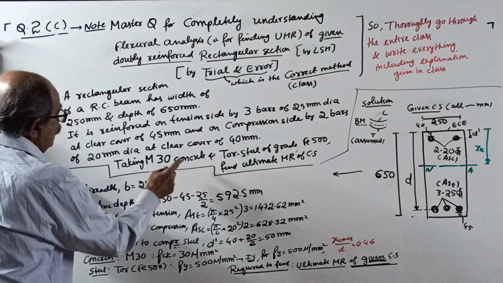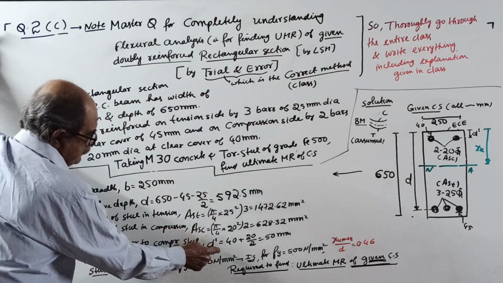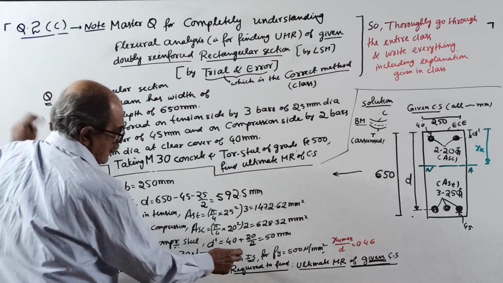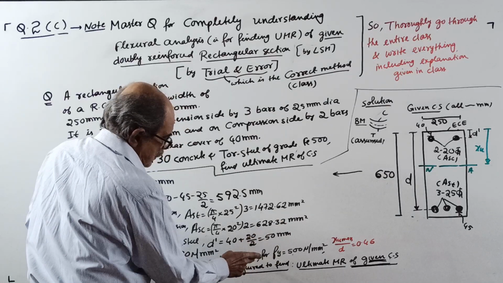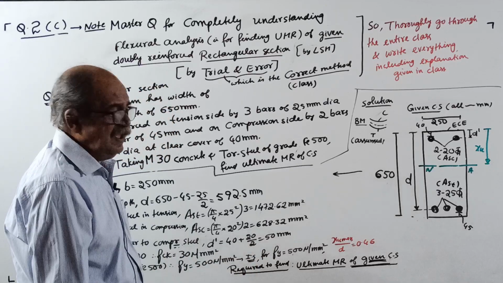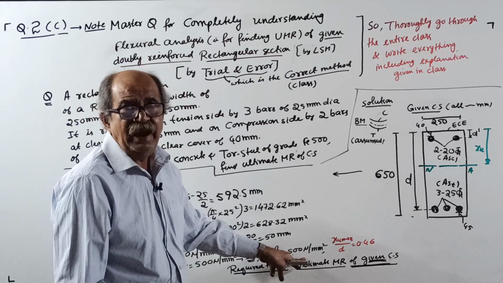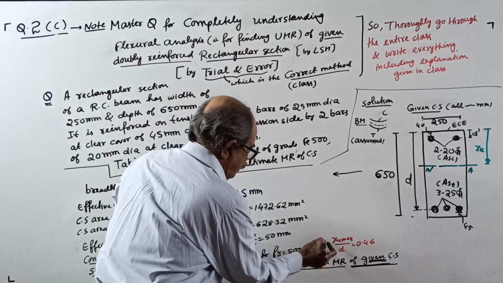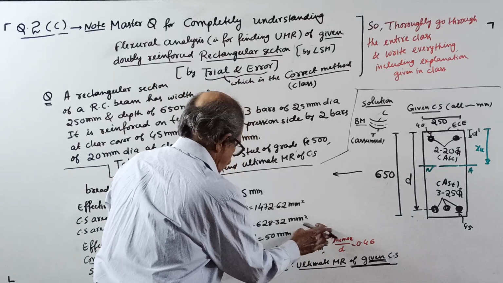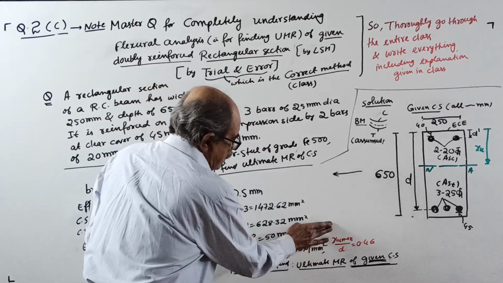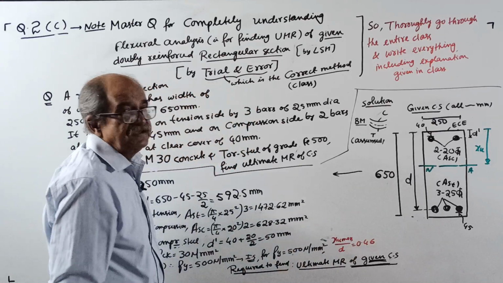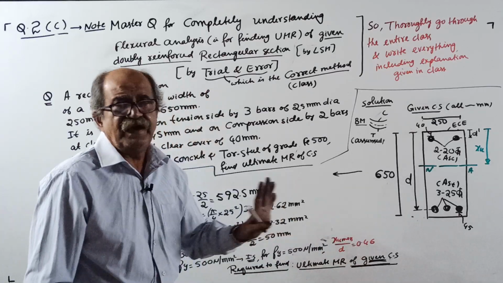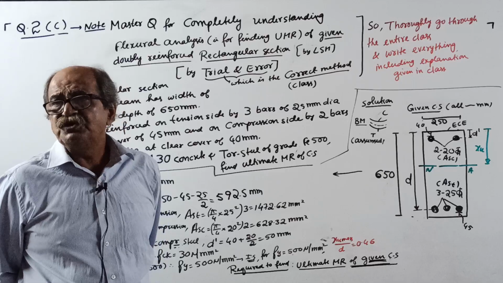In the question they told M30 concrete, fck 30 Newton per mm square, and Fe 500 steel, fy 500. As per the standard for Fe 500 steel, fy is 500 Newton per mm square, and from the IS code, xu max by d is 0.46. It is required to find the ultimate moment of resistance of the cross section. This is the question.